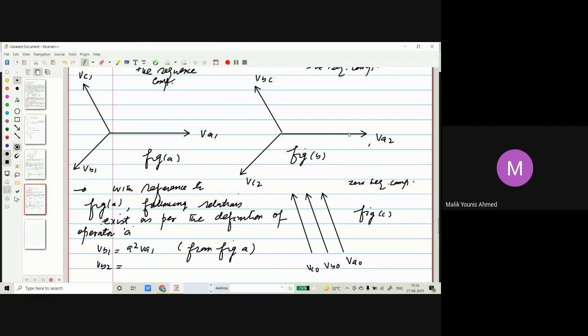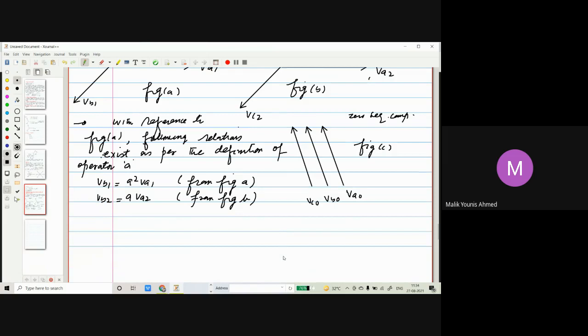So you can see counterclockwise direction moving to this. In terms of VB, sorry, it's not VBC, it's VB2 here. By mistake, I have written this. It's VB2. VA2, VB2, VC2. That can be written as operator A into VA2 from figure B. From figure B, very good.